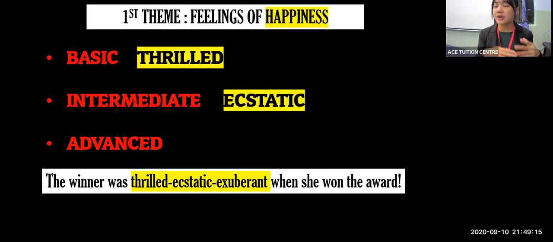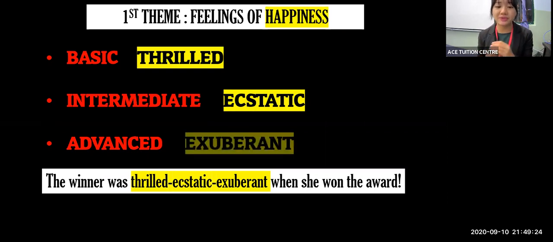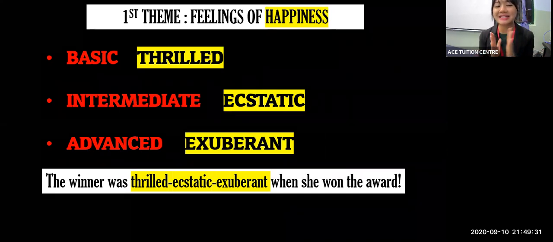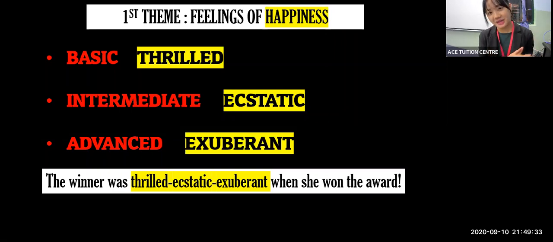However, if you are a college student, you are in SPM level, when you're writing an essay, how could you use the most effective advanced vocabulary? Exuberant. I was exuberant when I got straight A's for SPM. So these 3 words are the basic, intermediate, and advanced vocabulary.